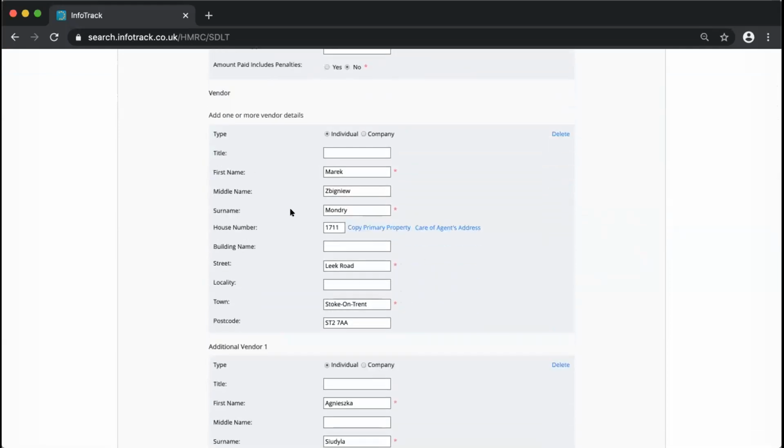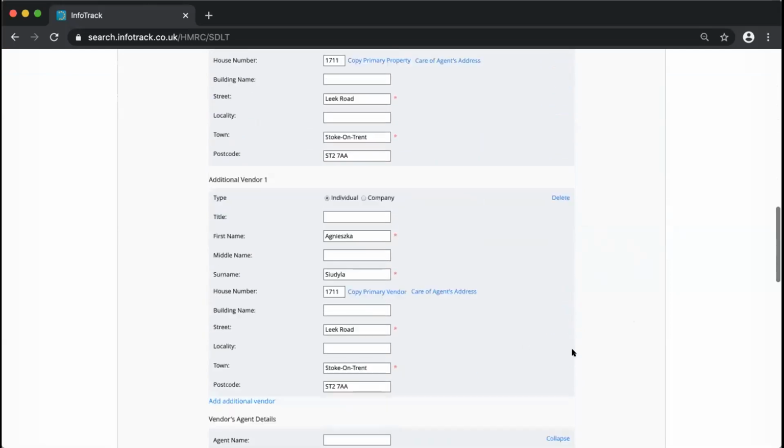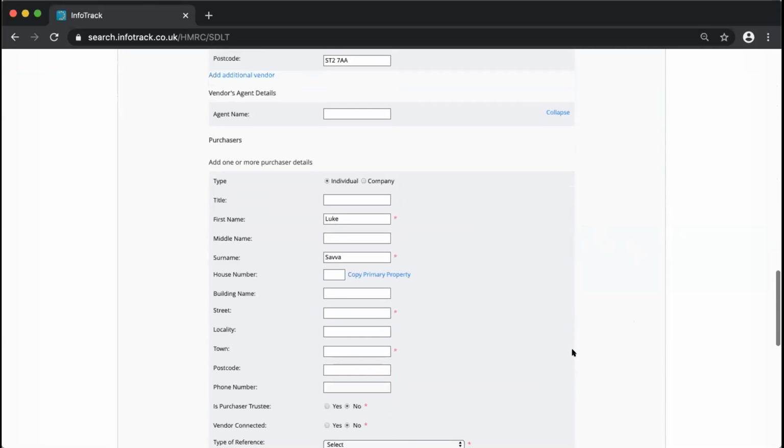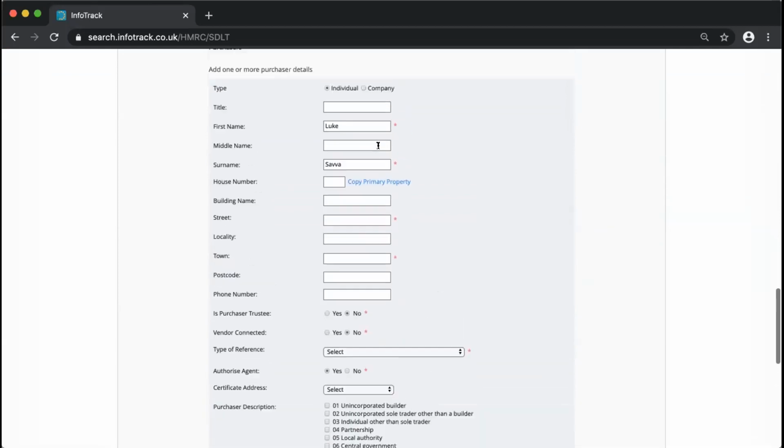Again, you'll see that vendor information here has also been completed as copied over from the office copies. An additional vendor, as we go down, you'll also see the purchaser information here, where you're using InfoTrack for onboarding and AML. And that is the simplicity of the form.